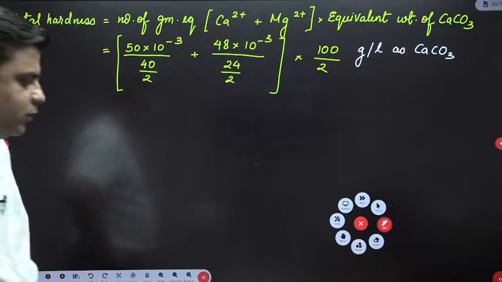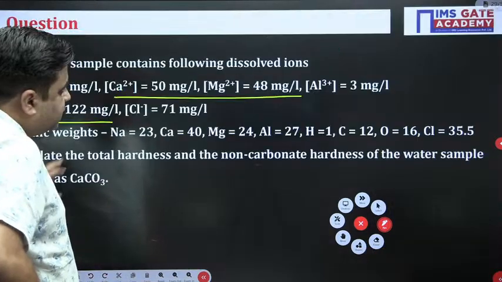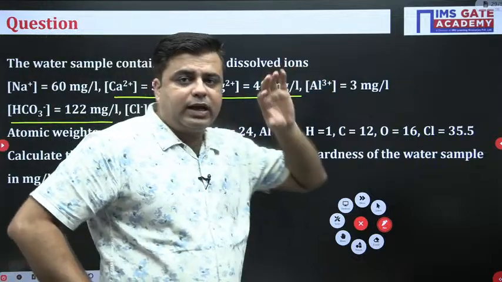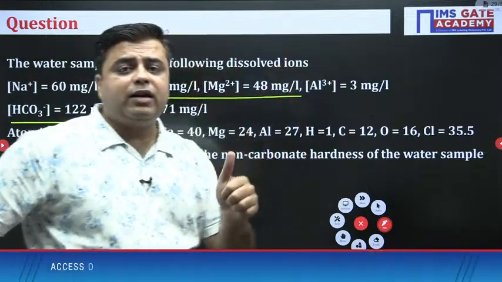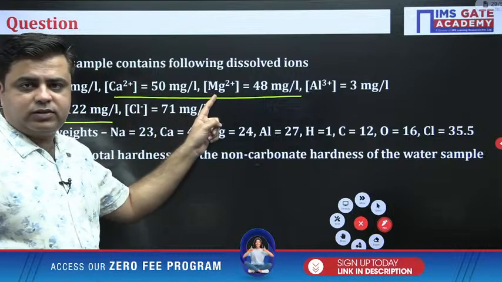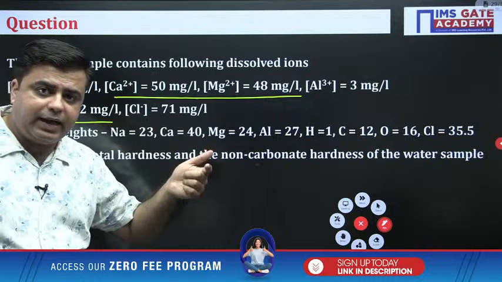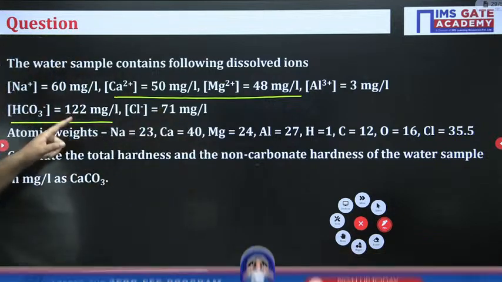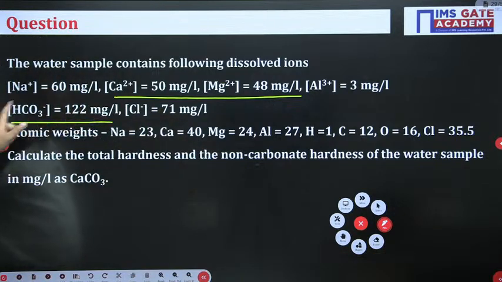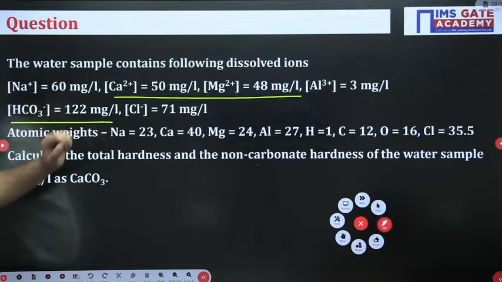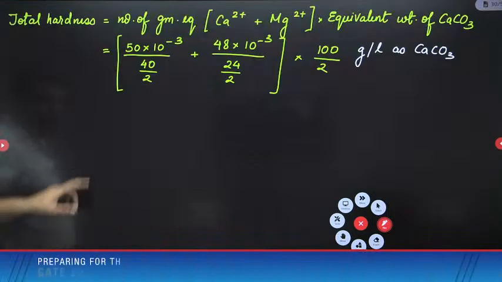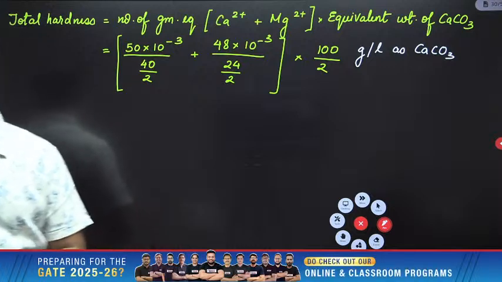Yes, beta, that is what I was saying. Aluminium is a multivalent cation, but for calculating total hardness, we will calculate using only the major ions. Same goes with the anions. You have chloride, again an anion, but for calculating alkalinity, we will only calculate alkalinity caused by the major ion HCO3 minus. Right? Chalo, do this calculation.